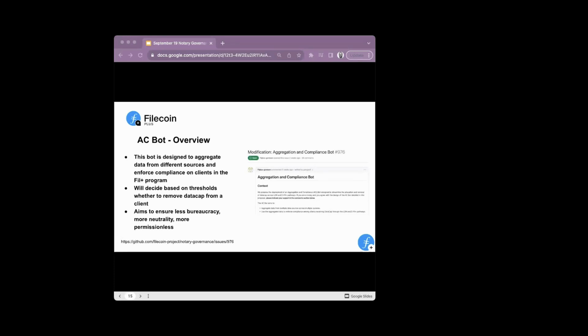So that's a recap of what the aggregation and compliance bot is. Ever since this announcement in the last governance call two weeks ago, we did analysis on all the open clients, all the clients with open GitHub applications. We looked at retrieval: how many people have their data being retrieved, and at what percentage of their data is retrievable. Then we graphed them out from worst to best. Based on that, we could think of a threshold, and how many people would get hit by it if we were to implement it.